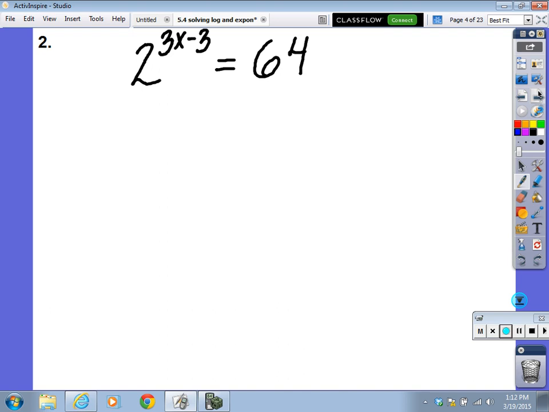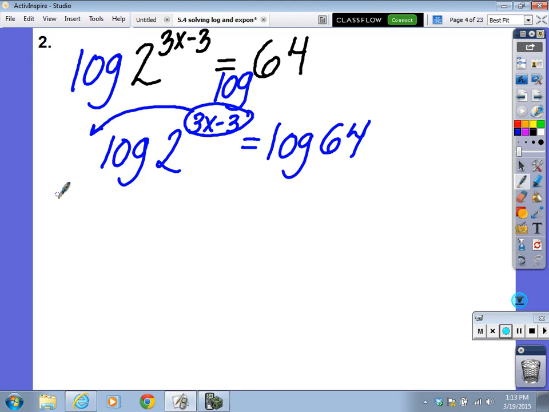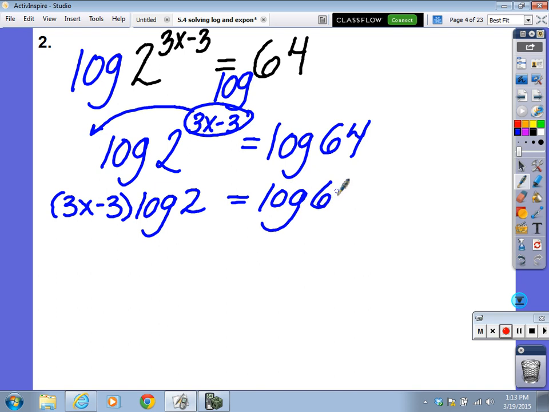Okay, so now we're going to take the log of both sides. So over here we have log of 2 raised to the 3x minus 3 is equal to log of 64. All right, so now we know properties of logs. We're going to grab our 3x minus 3. We're going to bring it down in front. So I have in front, and I'm going to write it in parentheses, 3x minus 3 times by log of 2 is equal to log of 64. So just a reminder, this is log to the base 10.